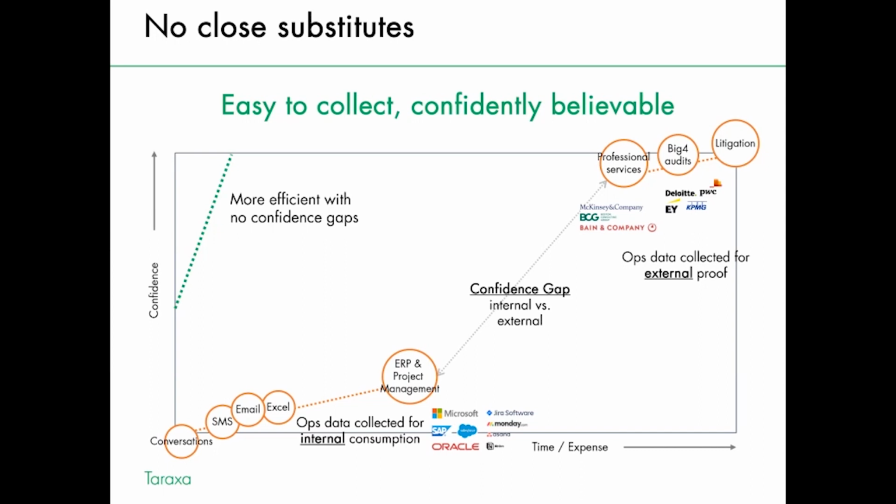So what we're trying to build is that green line on the top left corner, really. We're trying to break this trade-off, to draw the new curve. We're trying to give you a platform that's able to collect operations data with very, very high level efficiency and with no gaps. And this is only made possible by decentralized systems like blockchain that enable an immutable audit log, right?